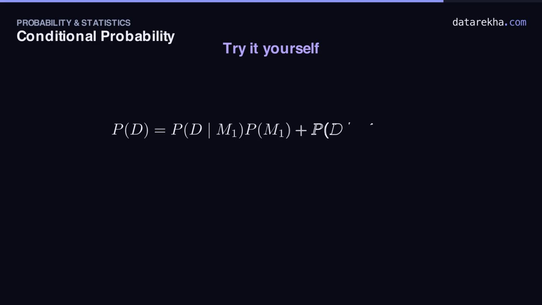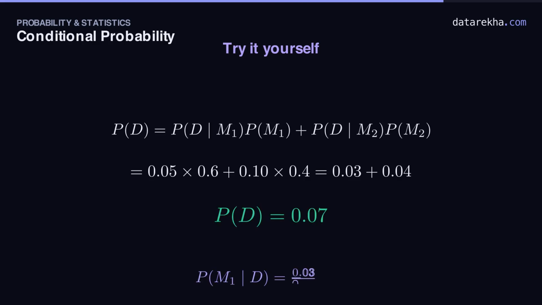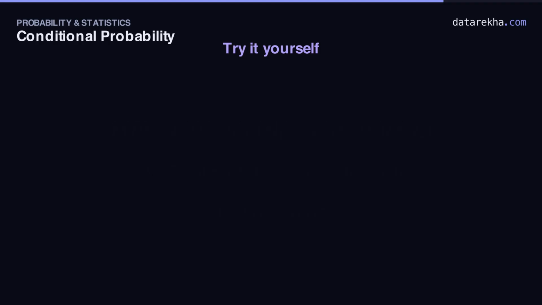Here's the walkthrough. The two machines partition every part, so it's the law of total probability again. P of defective is 5% of 60% plus 10% of 40%. That's 0.05 times 0.6, which is 0.03, plus 0.1 times 0.4, which is 0.04. Add them, the overall defect rate is 0.07, 7%. If you landed there, you've got this. And as a bonus, a defective part came from machine 1 with probability 0.3 over 0.7, 3 sevenths.